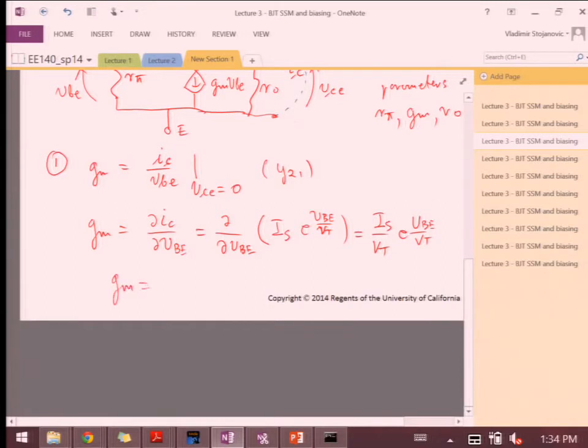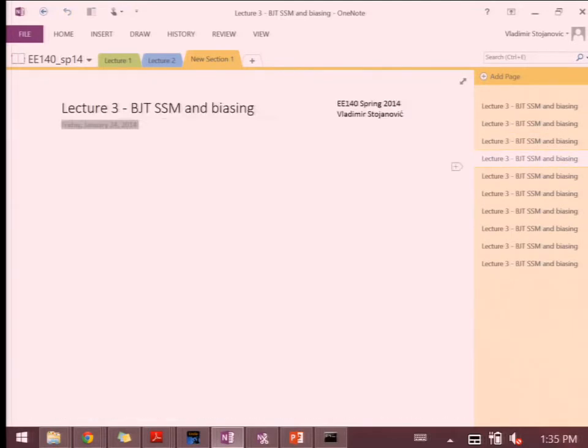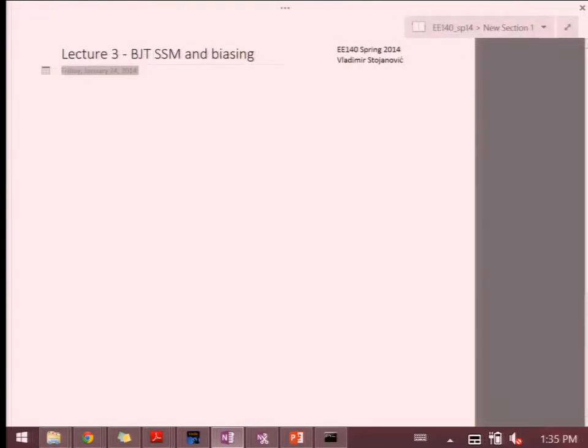So what this means is this piece is really my IC. Then GM is equal to my IC, which is the bias current, over thermal voltage. Okay, and we already said VT is our KT over Q, right? So this is the first important relationship. It's a very simple relationship between the bias current on the collector and the VT. So then the second one that I have is the input resistance.